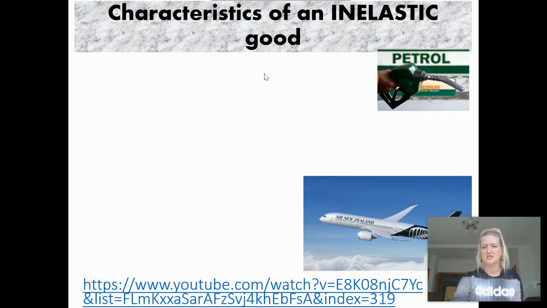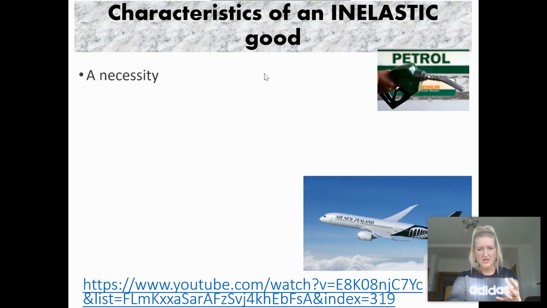Well, inelastic is essentially the opposite. So inelastic goods will be a necessity. Necessities are things that we must have to survive, or usually basic needs. Like electricity, or basic transport, or goods like bread and milk. Consumers usually have to have them to survive.